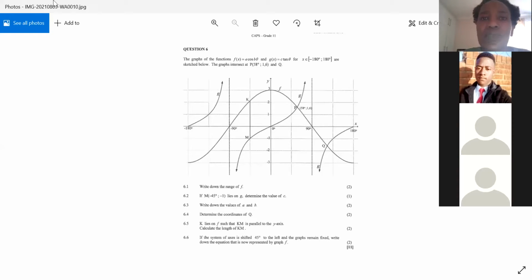All right, let's quickly do that. Let me just get to it in my book so I'm able to read it from there. Question 6, the grade 11 one. Where is it? Question 6. Which one is this one? Oh, okay, this. Okay, let's see.